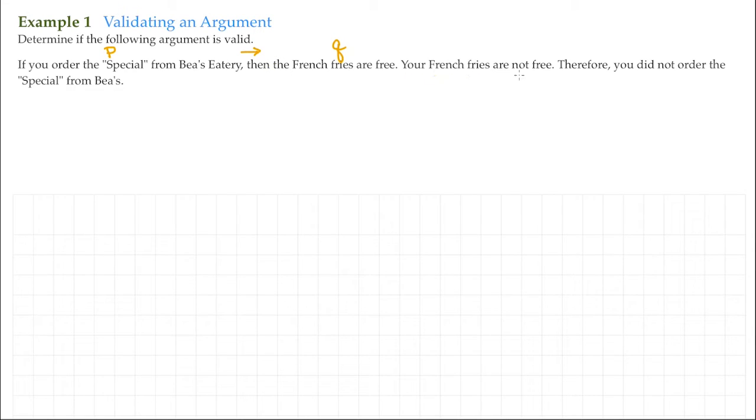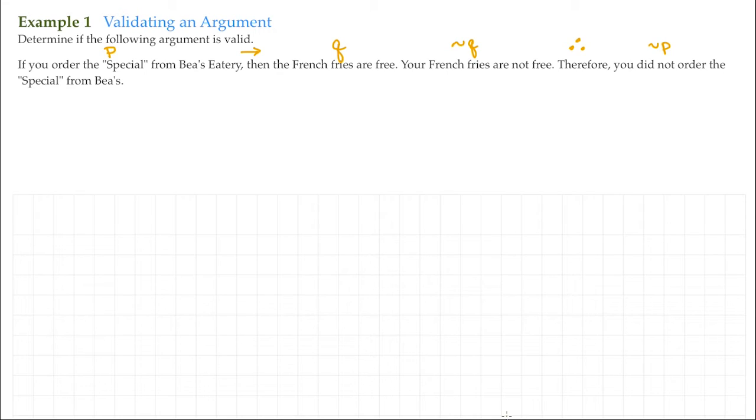Here, your French fries are not free. So this looks like this is not Q. I'm just going to write it in right there. And of course, this is going to be our second assertion or our second premise. And then we have this therefore. This is our conclusion. I'm just going to put this in right here. We have a special symbol for conclusions. It's these three dots. Therefore, you did not order the special from B's. So this is like not P.